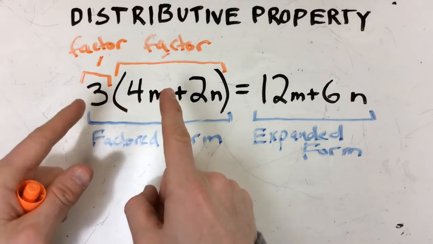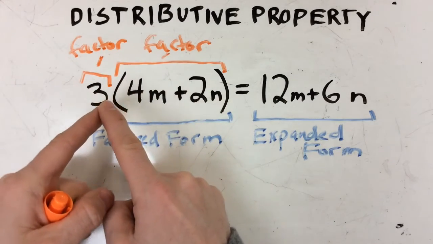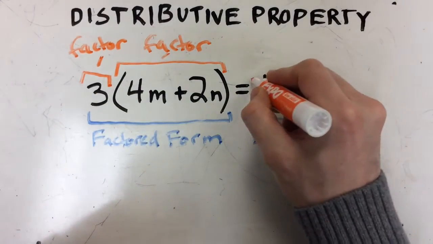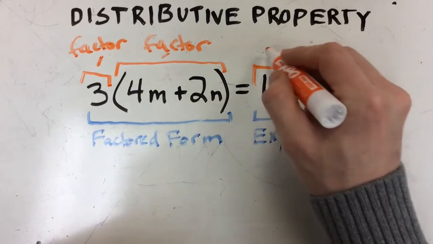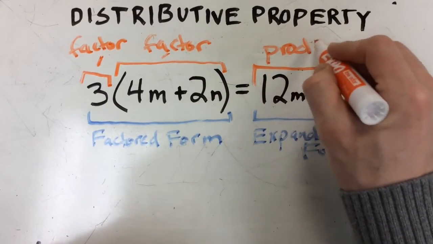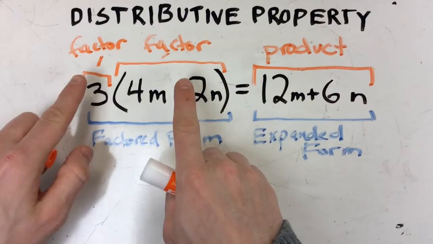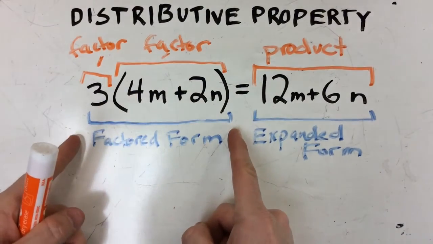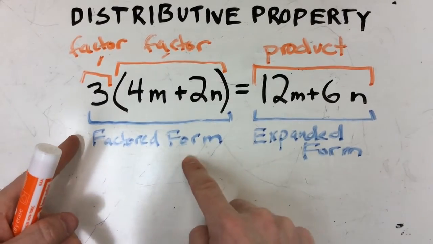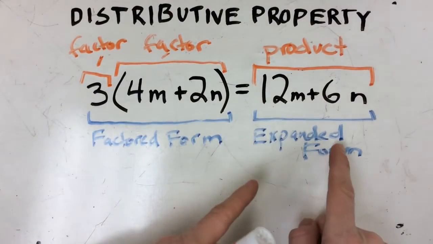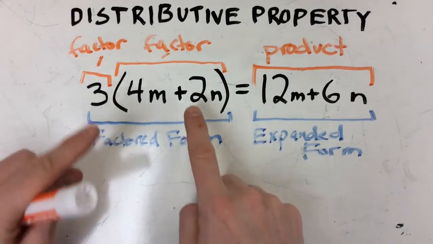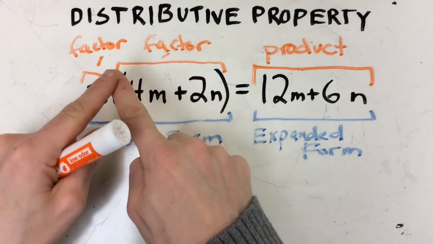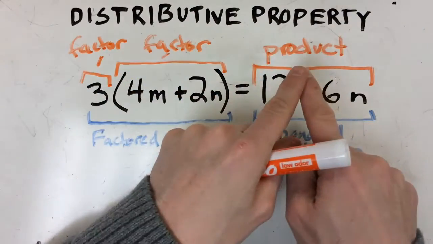Now, what's the result of 2 things being multiplied together called? That's called a product. So this thing, grouped all as one, is simply called the product, because it is the result of these 2 things being multiplied together. So one more time, the left side is called factored form. The right side is called expanded form. On the left side, it's made up of 2 things being multiplied together, each of which are called factors, and the right side is called the product.